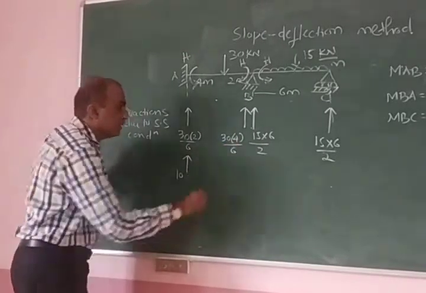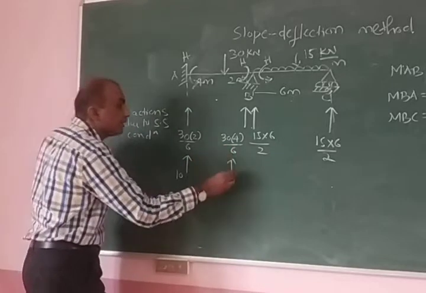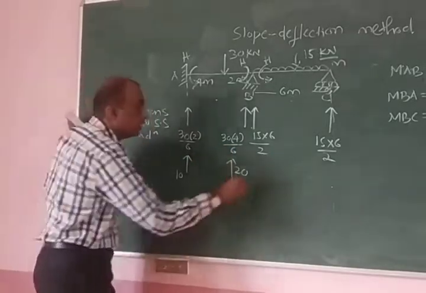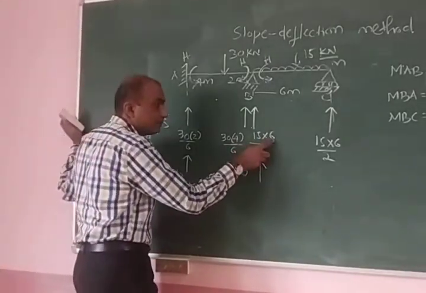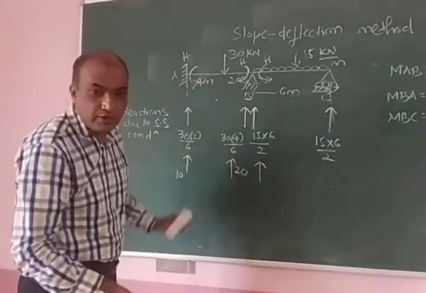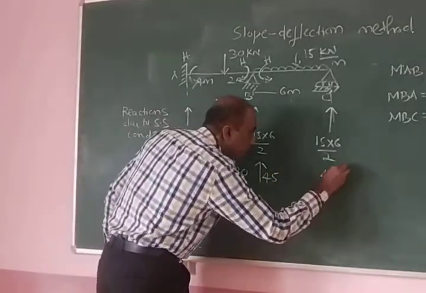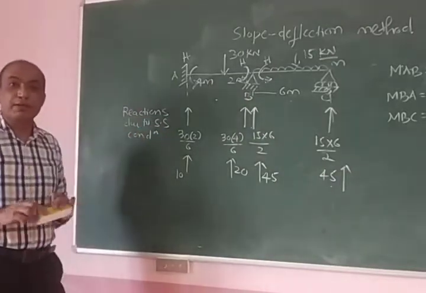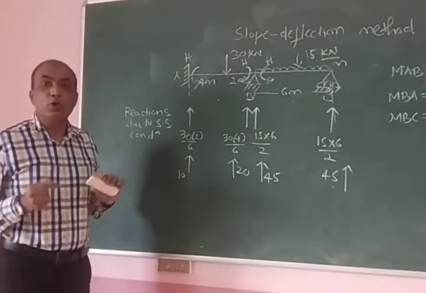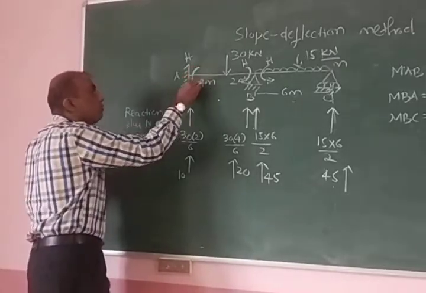And here it is 30 into 4 divided by 6, it becomes 20 kilonewton. You can do the calculations, and it is 15 into 6 divided by 2. So each free reaction will be 45 and 45. So these are the free reactions. You understand? So first step is to find out the free reactions. Once we find out the free reactions, now we will see the reactions due to moments.